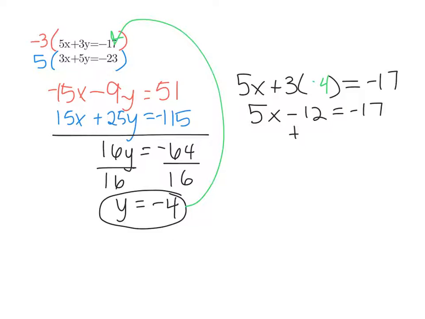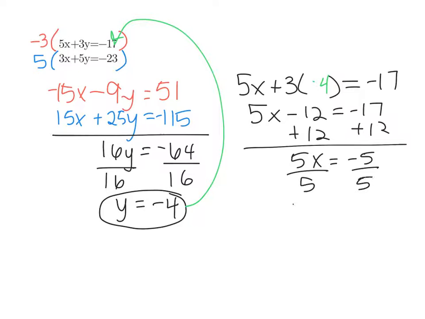Add 12 to both sides. And we get 5x equals negative 5. And I'm going to divide both sides by 5 to get x equals negative 1. Since this is a system of equations, I am going to write my answer as an ordered pair. So we get negative 1, negative 4.